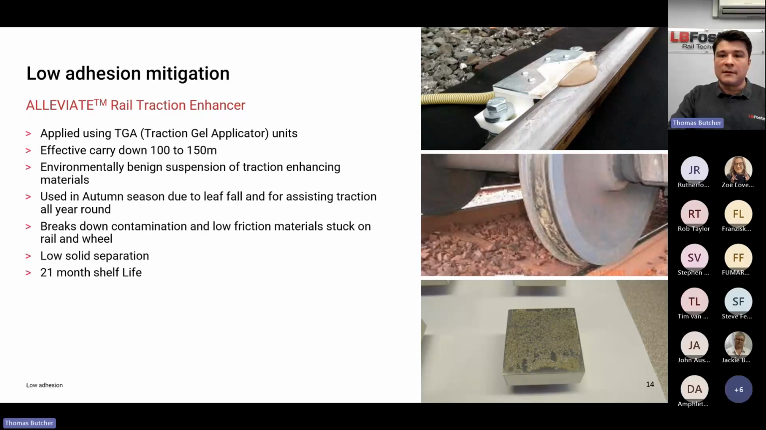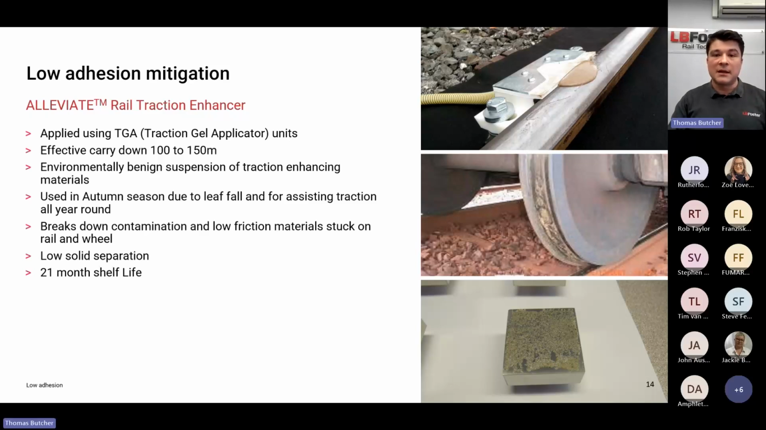So, Alleviate. It's applied using traction gel applicators. It's LB Foster's own formulation that has been developed over many years. It consists of a granular abrasive sand-like product suspended in a water-based gel. Once on the railhead, it has an effective carry down of approximately 150 meters, where it can increase the friction coefficient to intermediate levels.